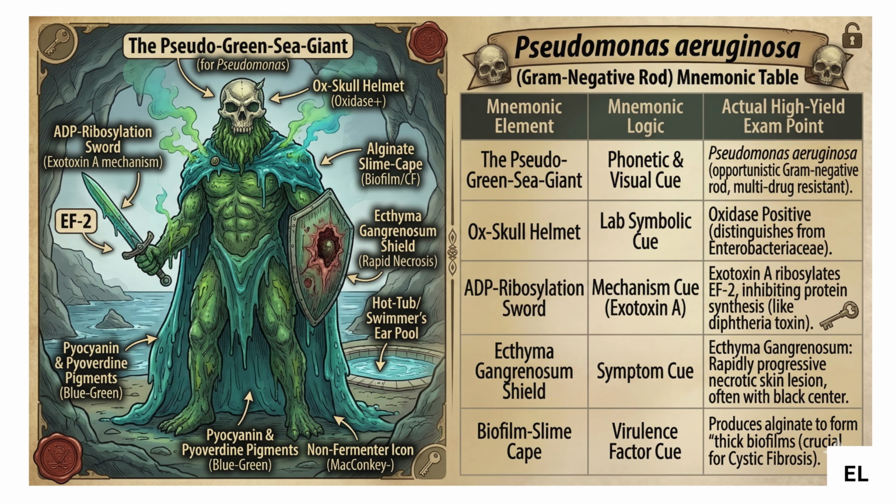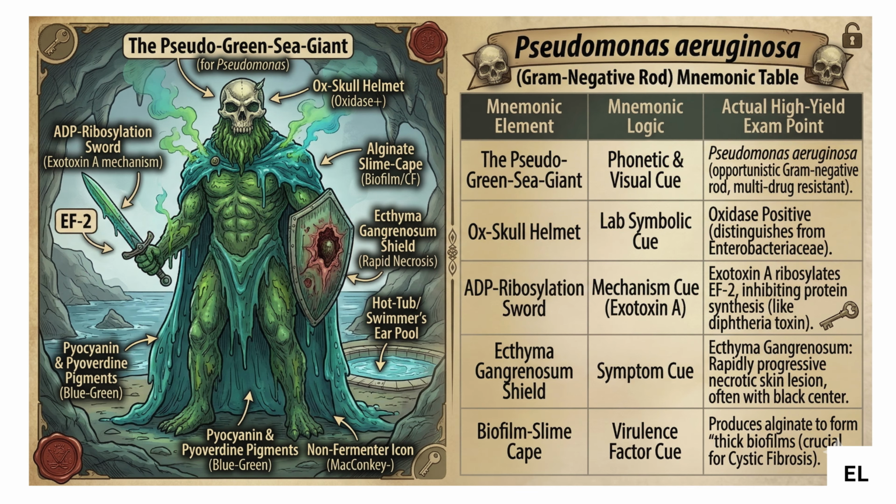Now look at the giant's cloak. It appears thick, slimy, and sticky, labeled as a biofilm slime cape. This represents another major virulence factor. Pseudomonas produces alginate, which helps form biofilms. These biofilms are especially important in patients with cystic fibrosis, where they allow the bacteria to persist in the lungs. So remember, alginate leads to biofilm formation, leads to chronic infection, especially in CF patients.